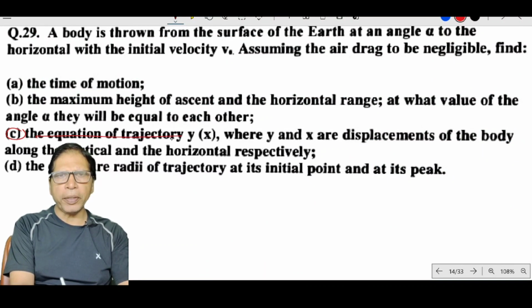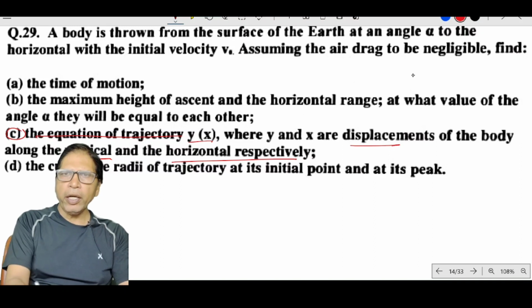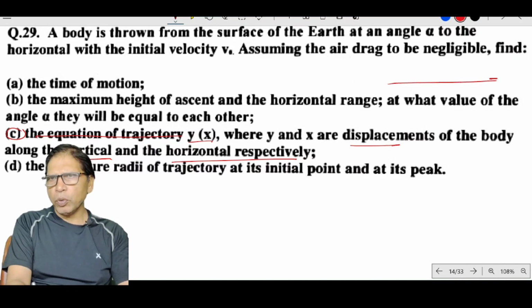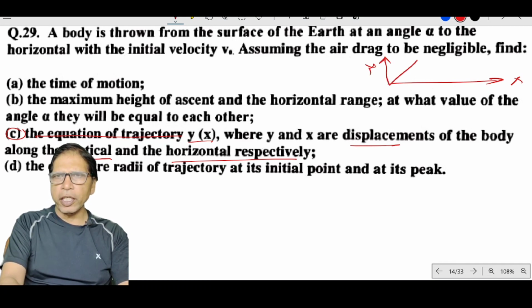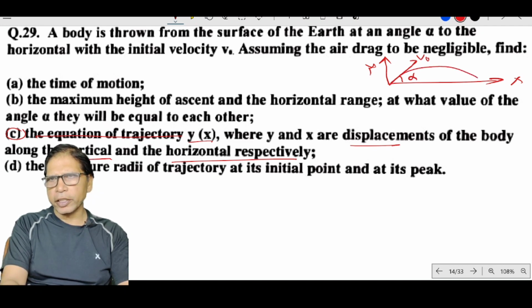The equation of trajectory y in terms of x, where y and x are the displacement of the body along the vertical and horizontal direction. Okay. Now, look at this. Suppose this is the ground and this is the x-axis. This is the y-axis. Alpha is the angle of projection, V naught is the initial velocity, and this is the trajectory.